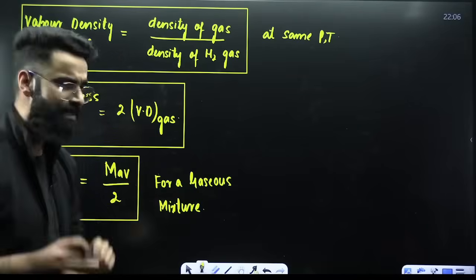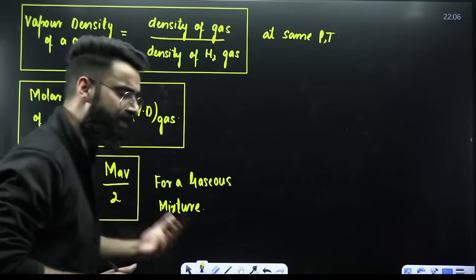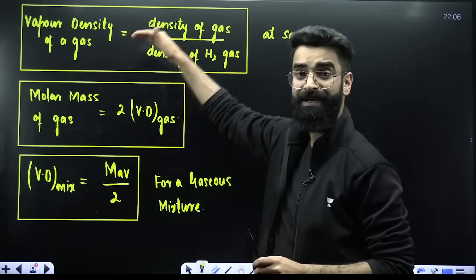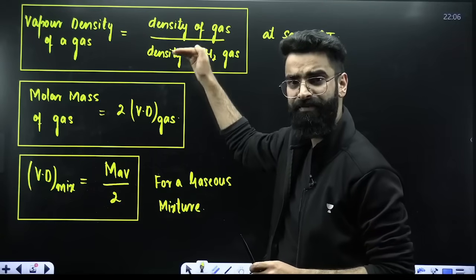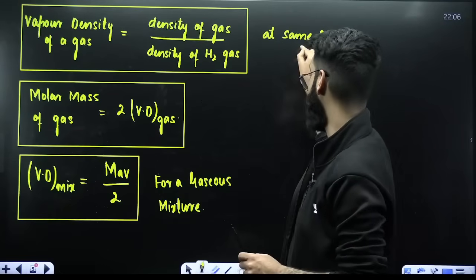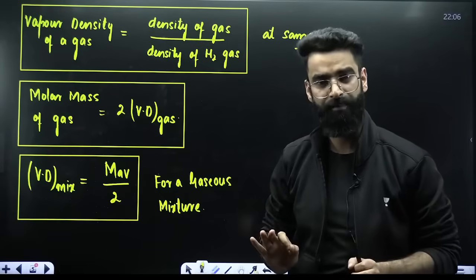right? Then comes your vapor density. How do you define vapor density of a particular gas? Vapor density of the gas is defined as density of the gas divided by density of hydrogen gas, provided the gas and hydrogen, they are kept at same pressure and temperature.